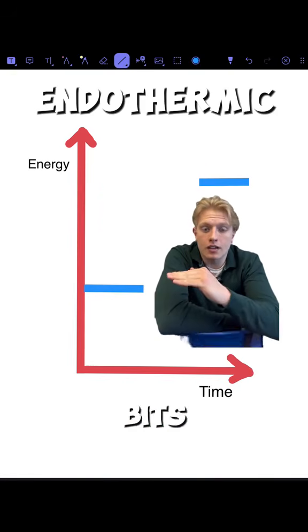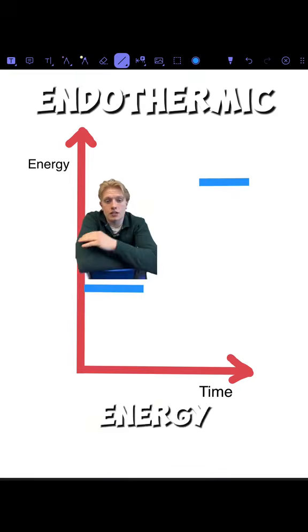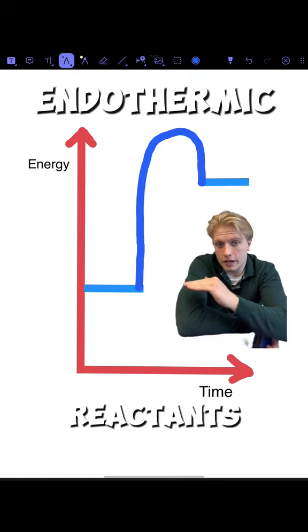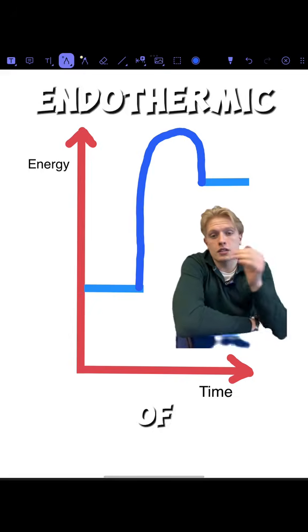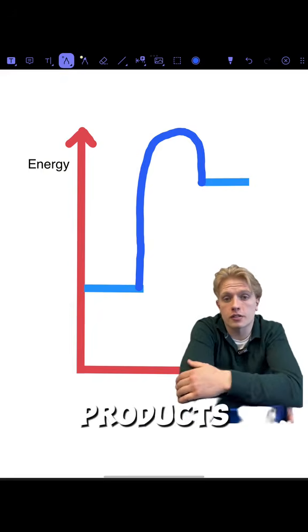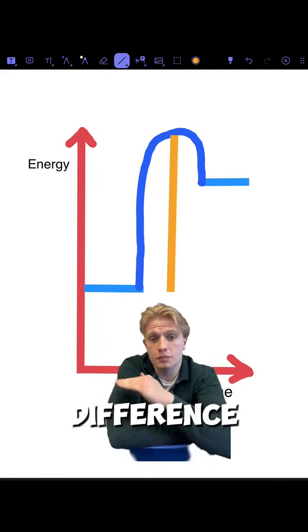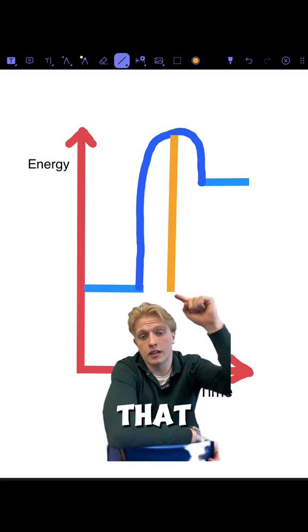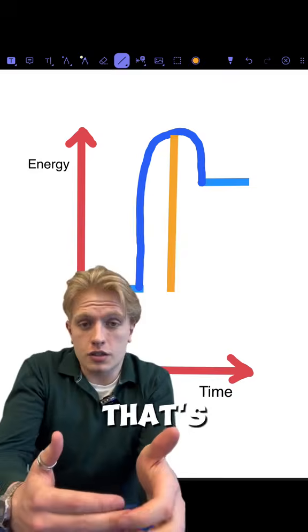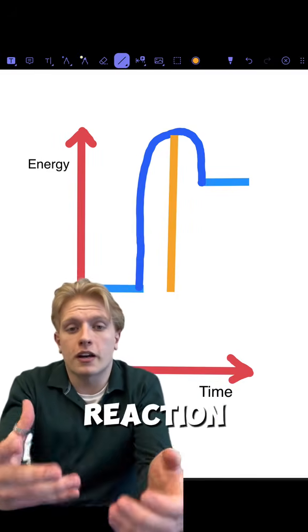So these flat bits are the energy of the reactants and the energy of the products. You can see quite clearly here, for an endothermic reaction, the energy of the reactants is much lower than the energy of the products. You can also see this big jump in the energy before we reach the products. That's because this part here, the difference between the reactants and the peak of that curve, that's called the activation energy. It's the extra energy that's required in order to actually make the reaction happen.